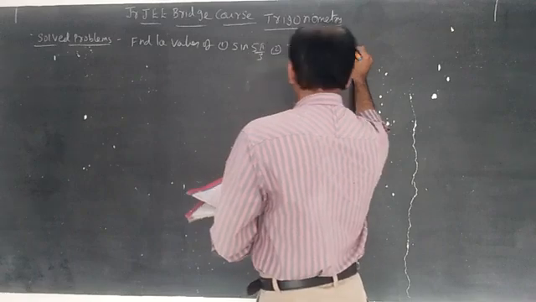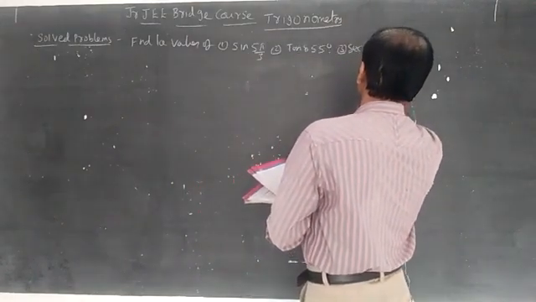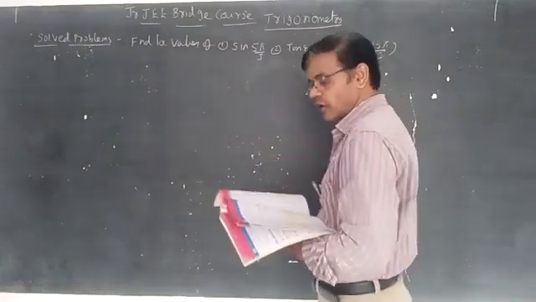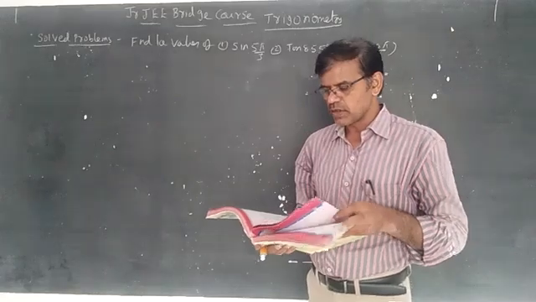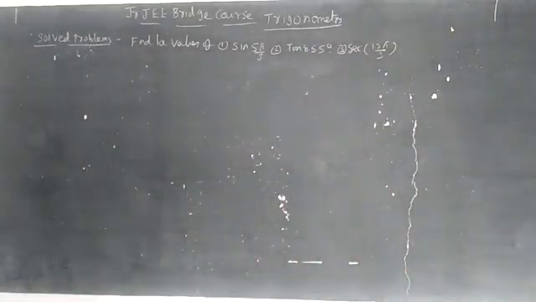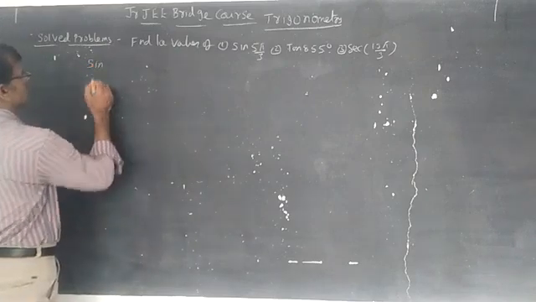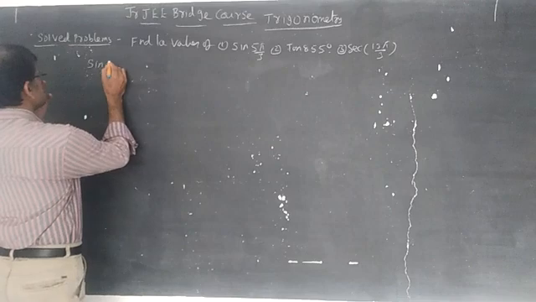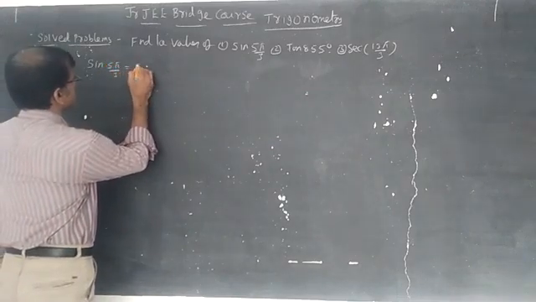Third one, secant 13 pi by 3. These formulae, these sums we can do, depend upon the concept of allied angles. First of all, sin 5 pi by 3. Students, you can understand pi means 180 degrees.